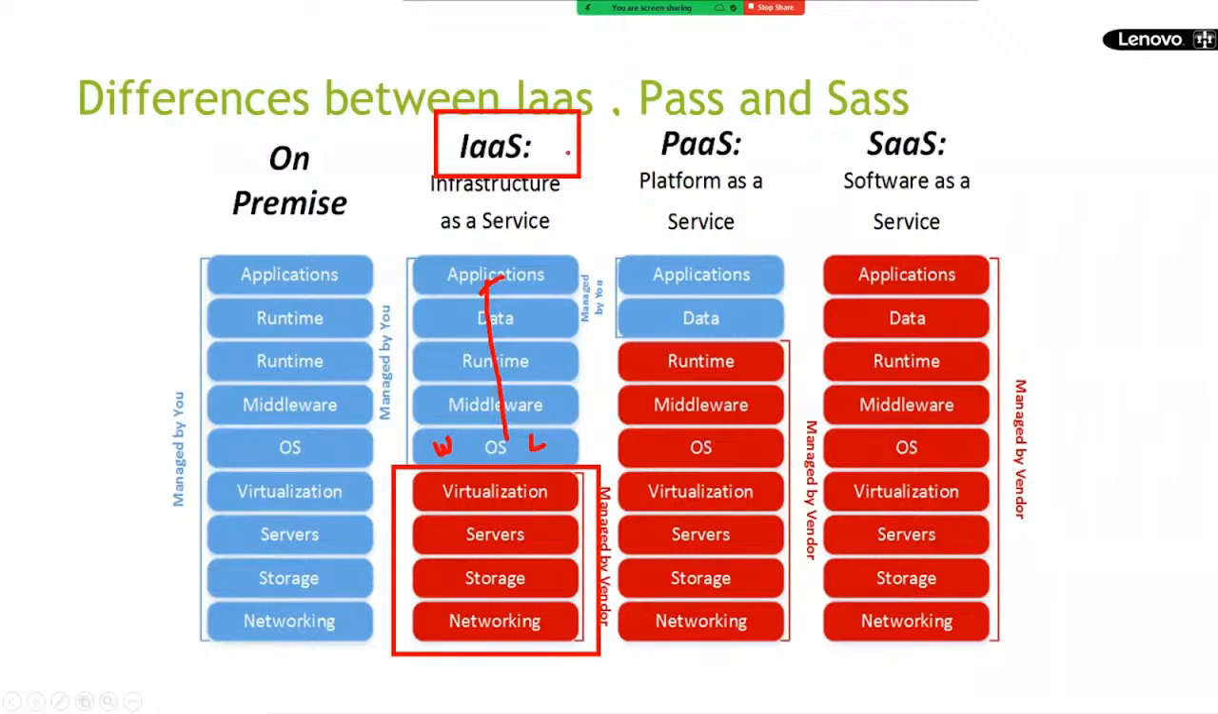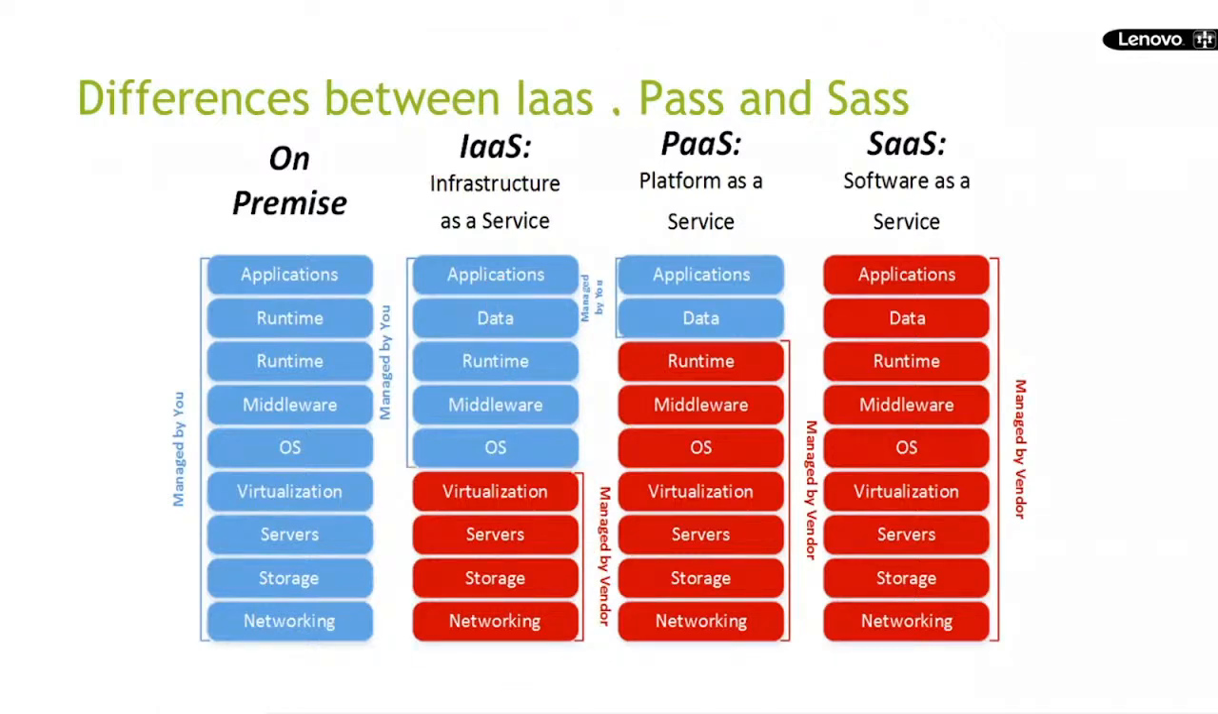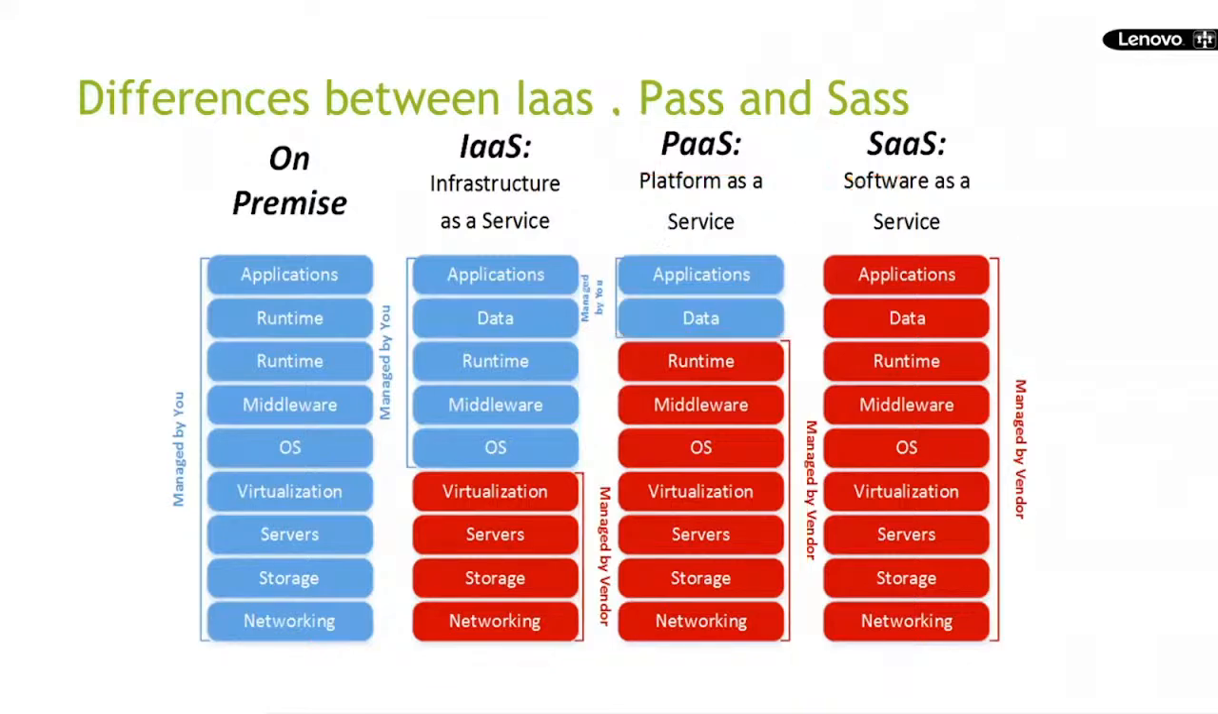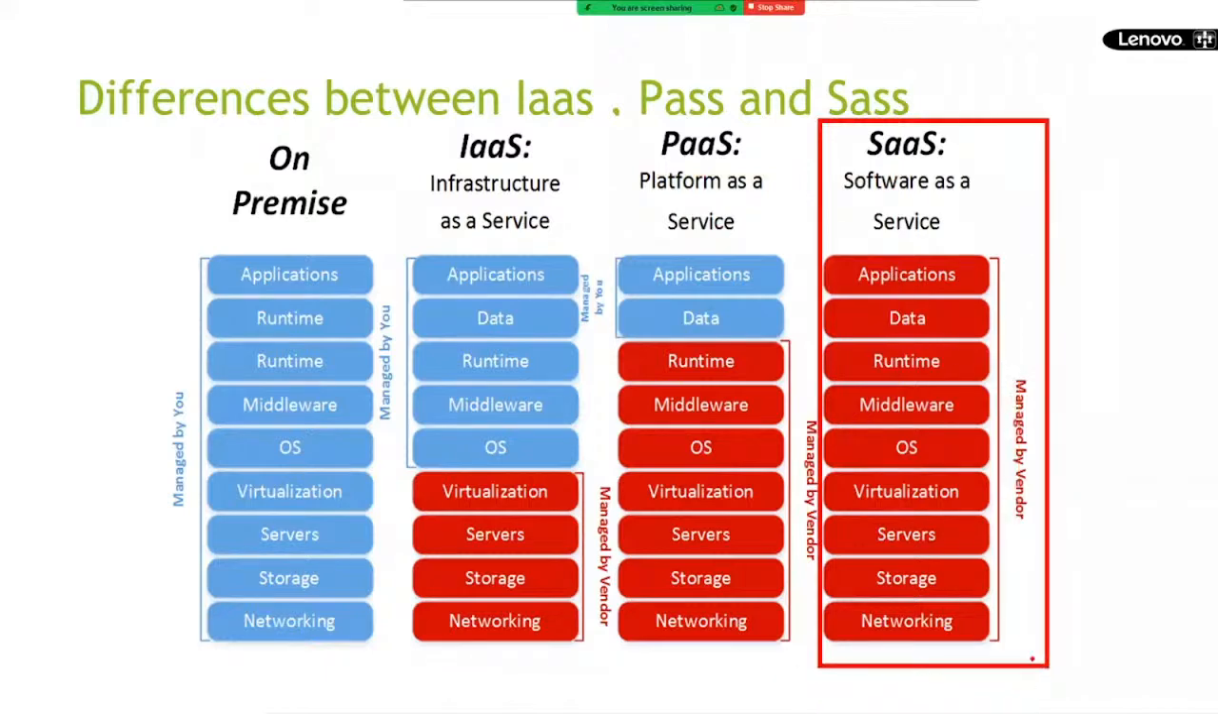Next, PaaS. What is PaaS, guys? Platform as a service. As I said, everything is taken care of by the vendor. You need to take care of your application. What type of application? Maybe .NET, Java, PHP, Python, Ruby. That totally depends on your project requirement. That is what PaaS is.